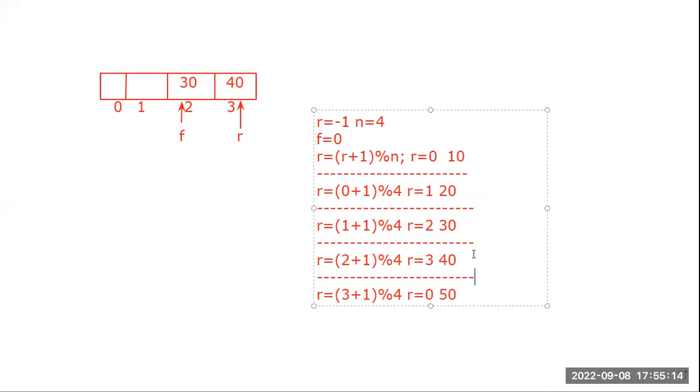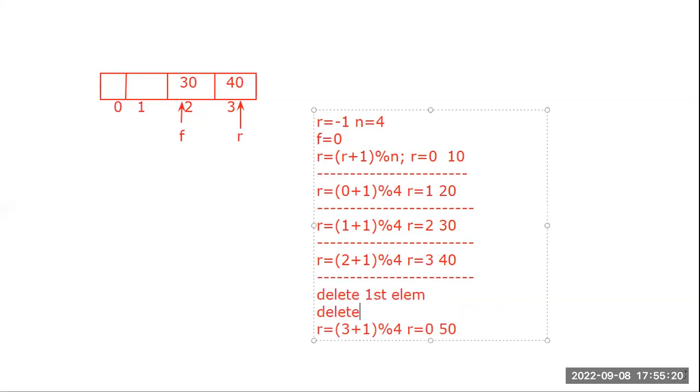Now, what have I done here? Delete the first element, delete the second element. Because of this, the elements 10 and 20 have been deleted. Am I right? Yes or no?